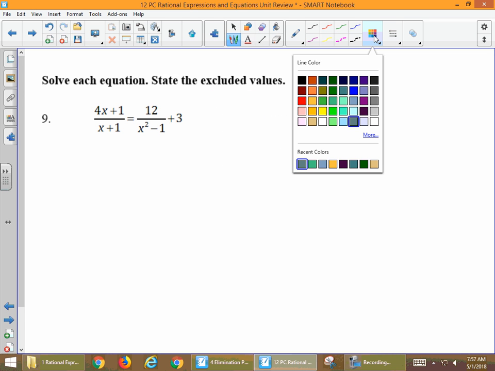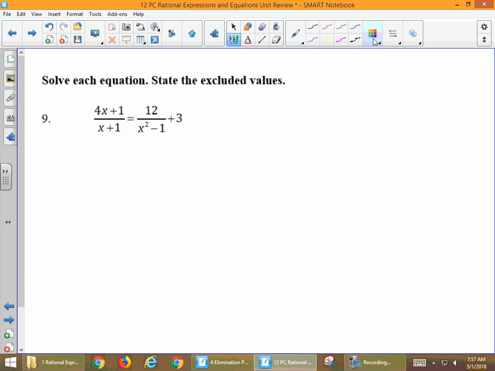To figure out how to clear the fraction, you need to make sure you know what your denominators are. So I'm going to rewrite and factor my denominators fully. X squared minus 1 is x plus 1, x minus 1. And this 3 doesn't have a denominator, so I'm going to give it a denominator of 1.